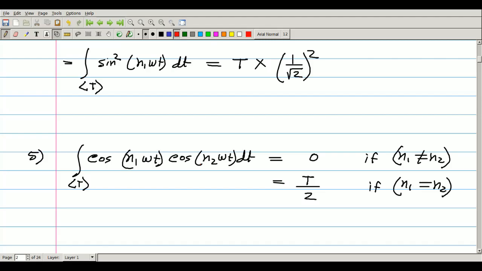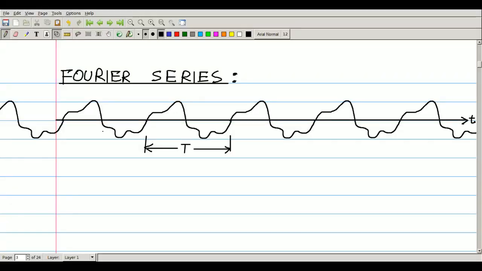Now we shall start a new topic, which is Fourier analysis. Consider a periodic signal of any arbitrary pattern you like with time period capital T.